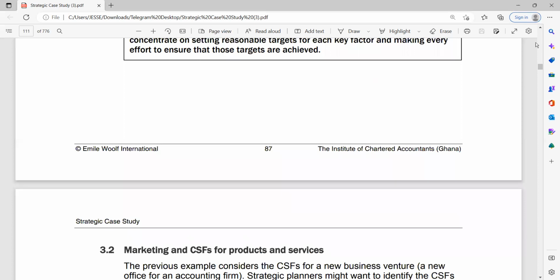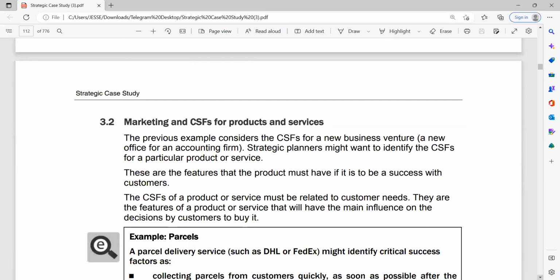So let's talk about marketing and critical success factors for products and services. Right. So the previous example considers the critical success factors for a new business venture. That was an accounting firm. Strategic planners might want to identify the critical success factors for a particular product. These are the features that the product must have in order for it to be successful with customers. Right. So for a product to be successful with customers, it must meet their needs.